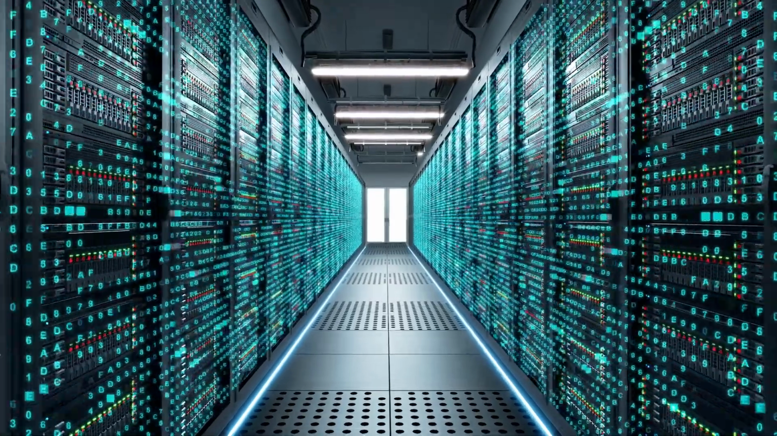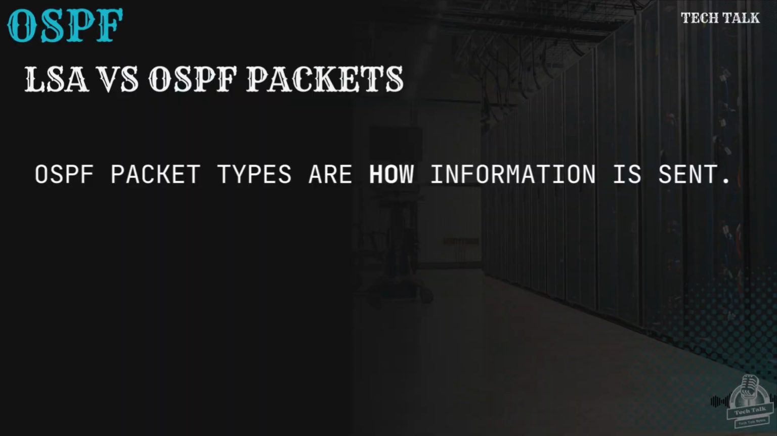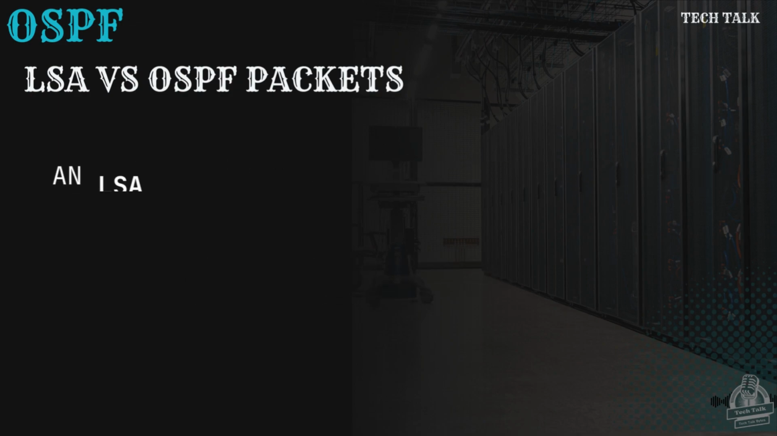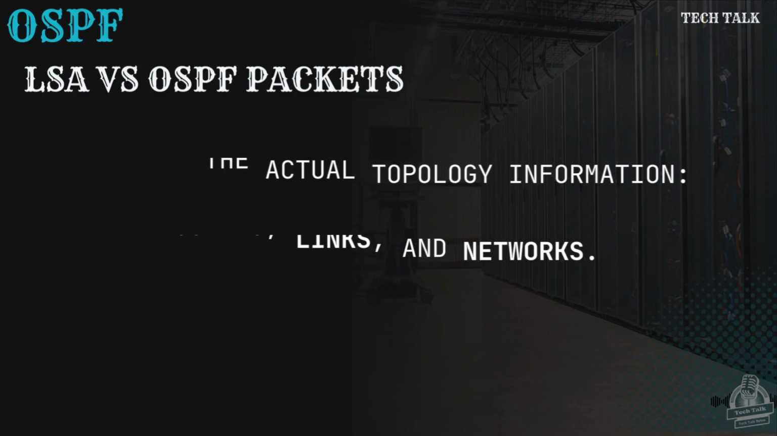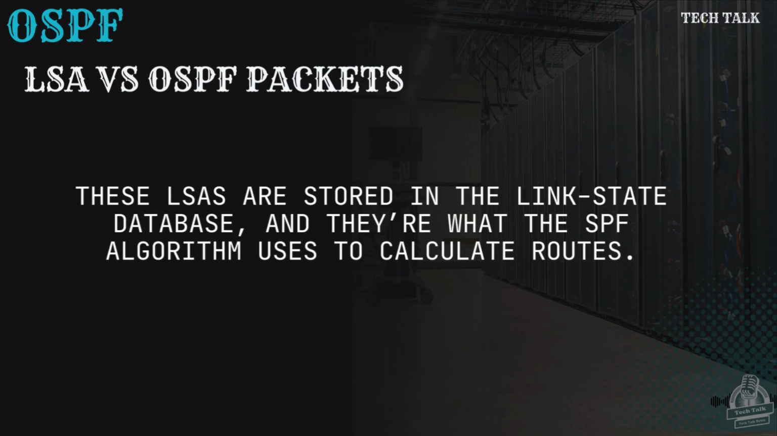The next distinction is subtle and very important. OSPF packet types are how information is sent. LSAs, or link state advertisements, are what is being sent. An LSA is the actual topology information: routers, links, and networks. These LSAs are stored in the link state database, and they're what the SPF algorithm uses to calculate routes.